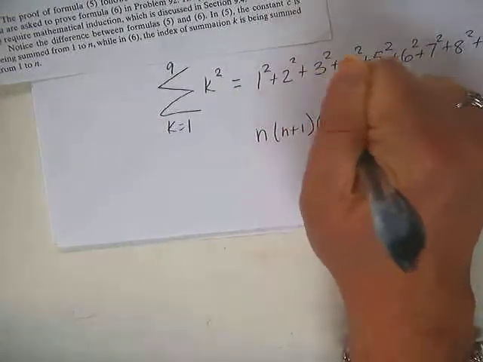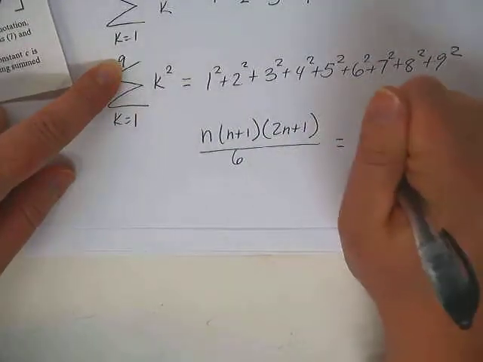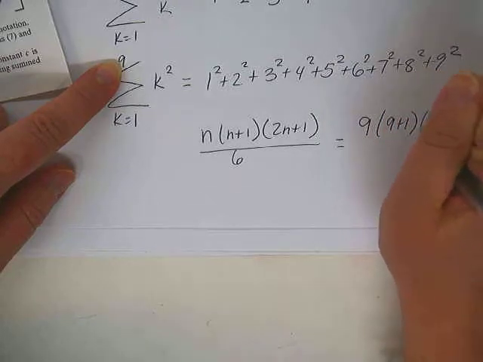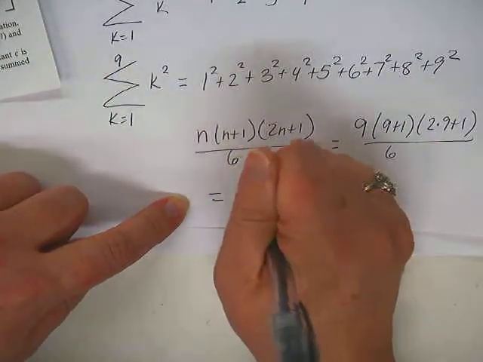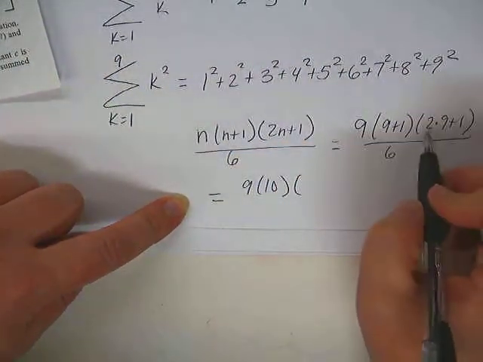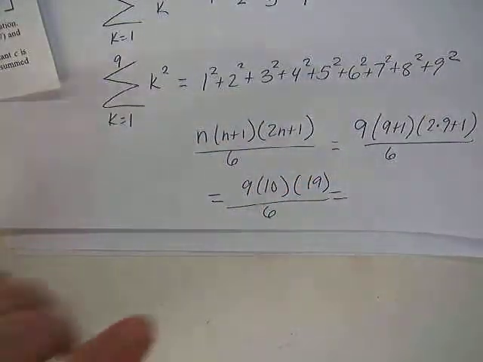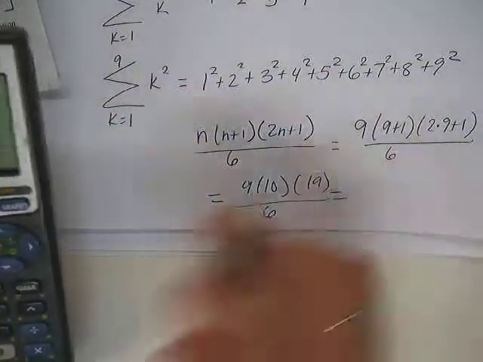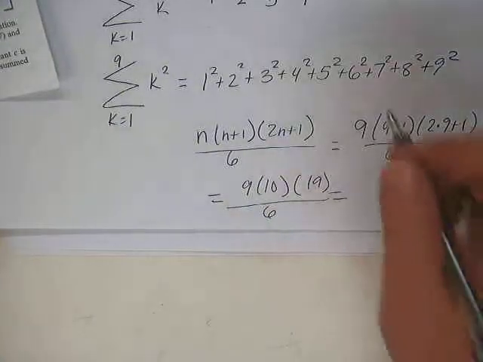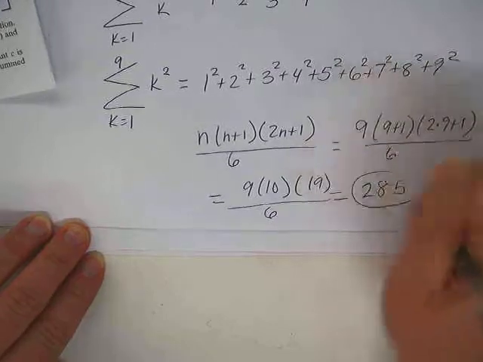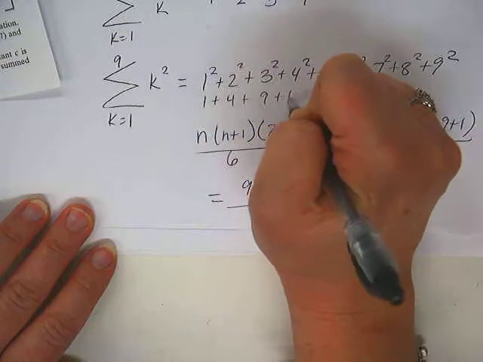n times n plus 1 times 2n plus 1 over 6. Okay, so for this particular problem, the n value was 9. So we're going to go 9 times 9 plus 1 times 2 times 9 plus 1 over 6. So that gives us 9 times 10 times 18 plus 1 is 19, divided by 6. That's now something we can put in our calculator. So we have 90 times 19, divide that by 6, and it says that our total should be 285.